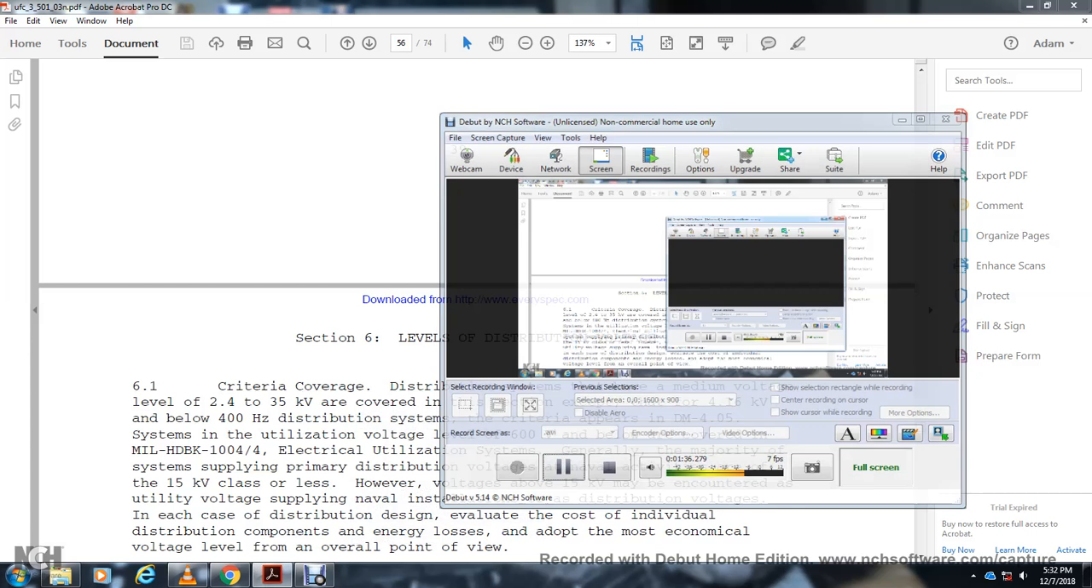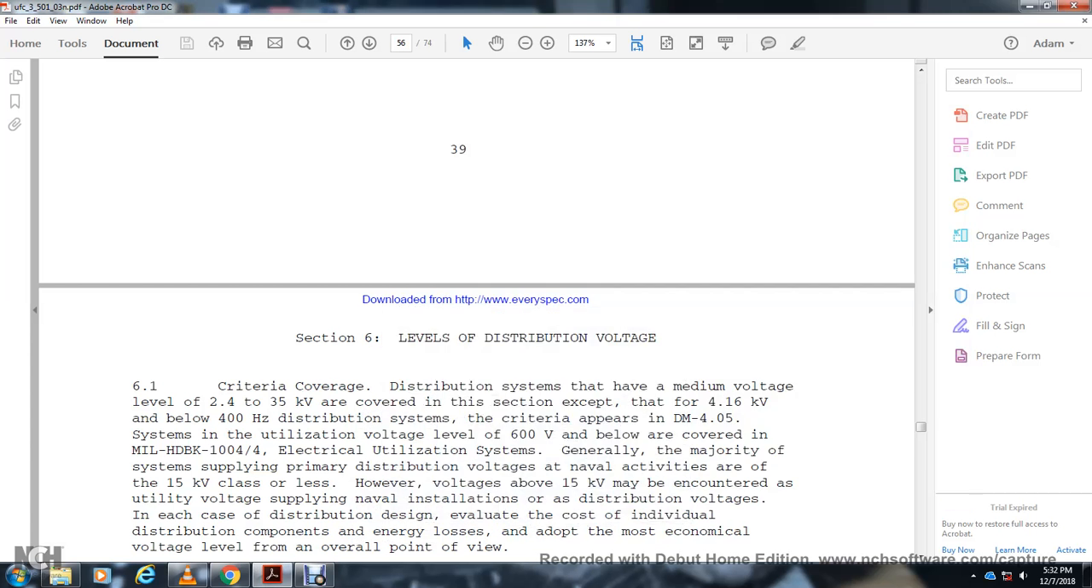Alright, we're going to continue reading this. 6.1 Criteria. Coverage of the distribution system at the medium voltage level of 2.4 to 35 kilovolt is covered in this section, except for 4.16 kilovolt and below, and the 400 Hz distribution system. The criteria appear in DM4-05. The utilization voltage systems of 600 volt and below are covered in Military Handbook 1004.